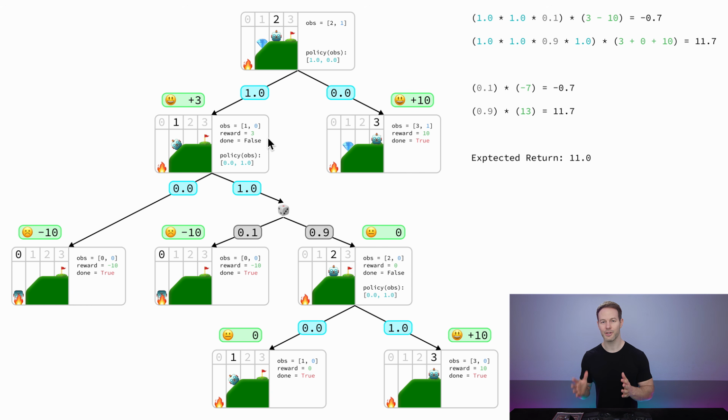So compared to our other strategy, where we only got an average of 10, this is the better strategy because on average, we're going to get a total reward or an expected return of 11. So that's how to think about the game. We're trying to maximize the expected return.